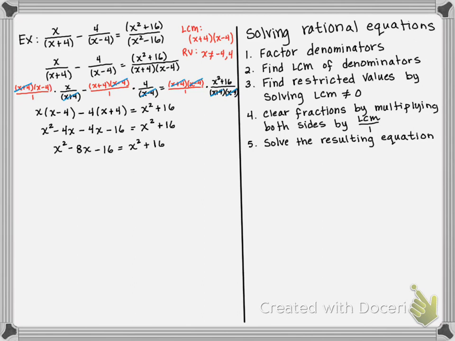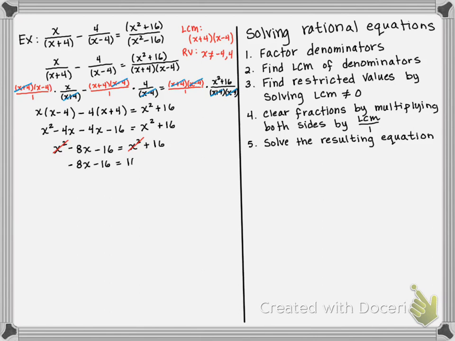At first glance, this looks like it's quadratic because it's got that x squared in there. But notice that if I start trying to get a 0 on one side, when I subtract x squared from both sides, I get 0, right? So x squared minus x squared gets rid of the x squared on the left. X squared minus x squared gets rid of the x squared on the right. And so we really end up with a linear equation.